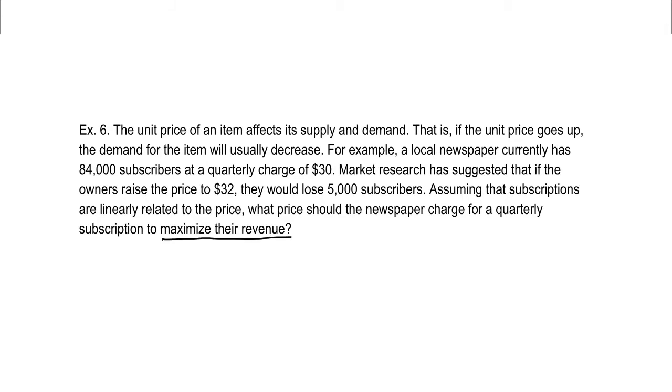Maximizing our revenue, okay, in this context is going to indicate we are looking for the vertex. Okay. Maximizing or minimizing is generally going to come into that.